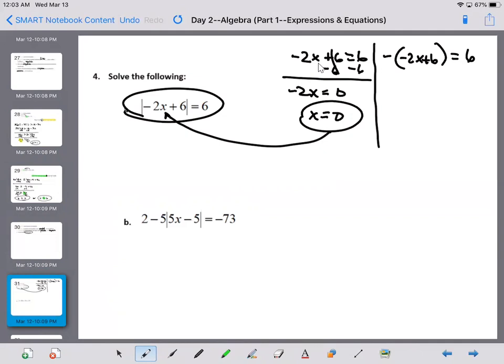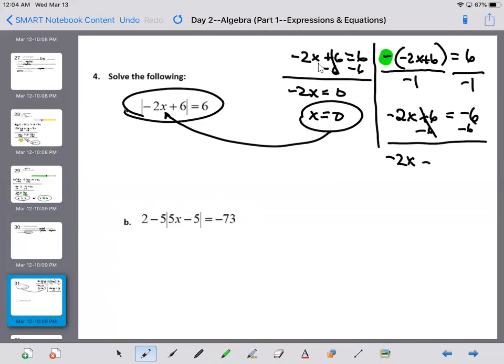Over here, what I want to do is I'm going to divide by this negative 1 that's out here. So I'm just going to divide both sides by negative 1, and notice it changes it to negative 6 on the right side. So I've got negative 2x plus 6 is equal to negative 6. So I want to subtract 6, and that'll be negative 2x is equal to negative 12. X is equal to positive 6.